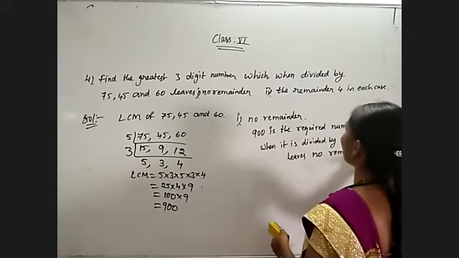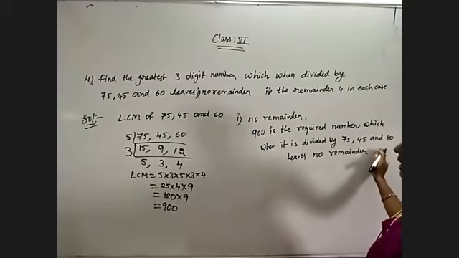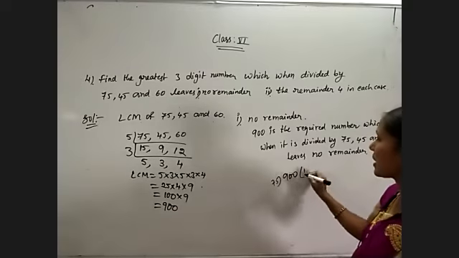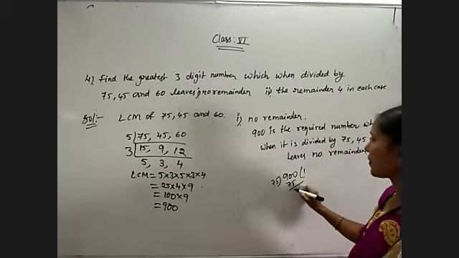That means it is divisible by 75, 45, 60 exactly. If you have any doubt, check. So 900 divided by 75: 75 ones are 75, 90 minus 75 is 15, bring down 0, 75 twos are 150. Remainder is 0. That means 900 is exactly divisible by 75. Remainder is 0. Check with 45: 900 divided by 45. 45 twos are 90, so 45 into 20 is 900. So 900 is exactly divisible by 45 also.